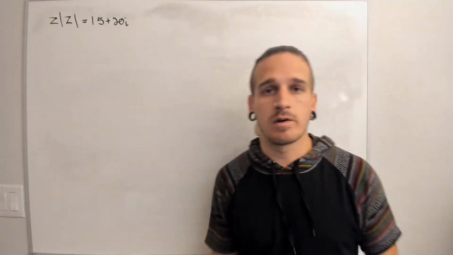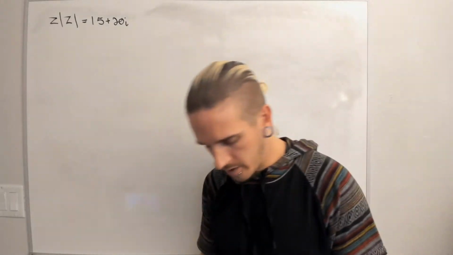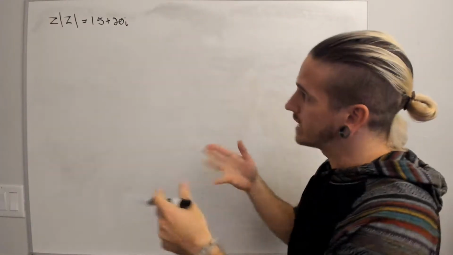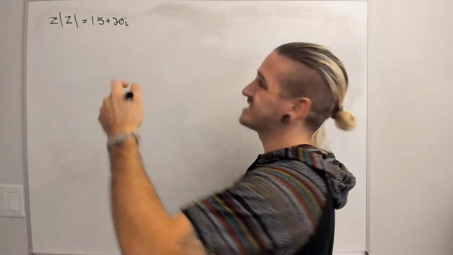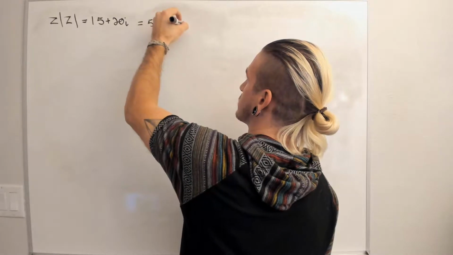Okay, so we're going to solve the equation z times the absolute value of itself equals 15 plus 20i. Now, some of you might already see this, right? The numbers here were picked for a reason. They are nice numbers. Here we could factor out 5, which leaves us with 3 plus 4i.